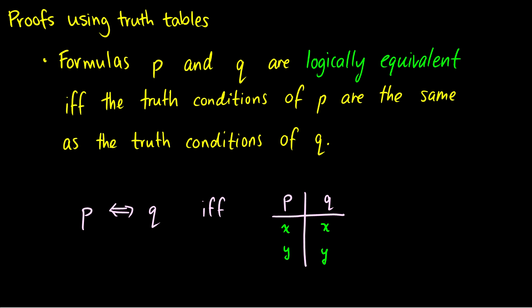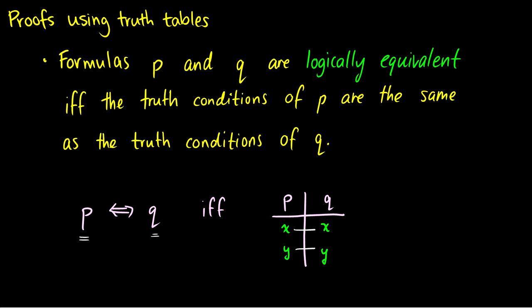Well, suppose I have two formulas P and Q, and I want to know if they're logically equivalent to each other. Well, they're logically equivalent if the truth conditions of P are the same as the truth conditions of Q, which means that if the truth table column outputs exactly the same values in the exact same order, then P is logically equivalent to Q, which means that whenever we have P in our formula, we can just substitute it with Q and it's the exact same thing.